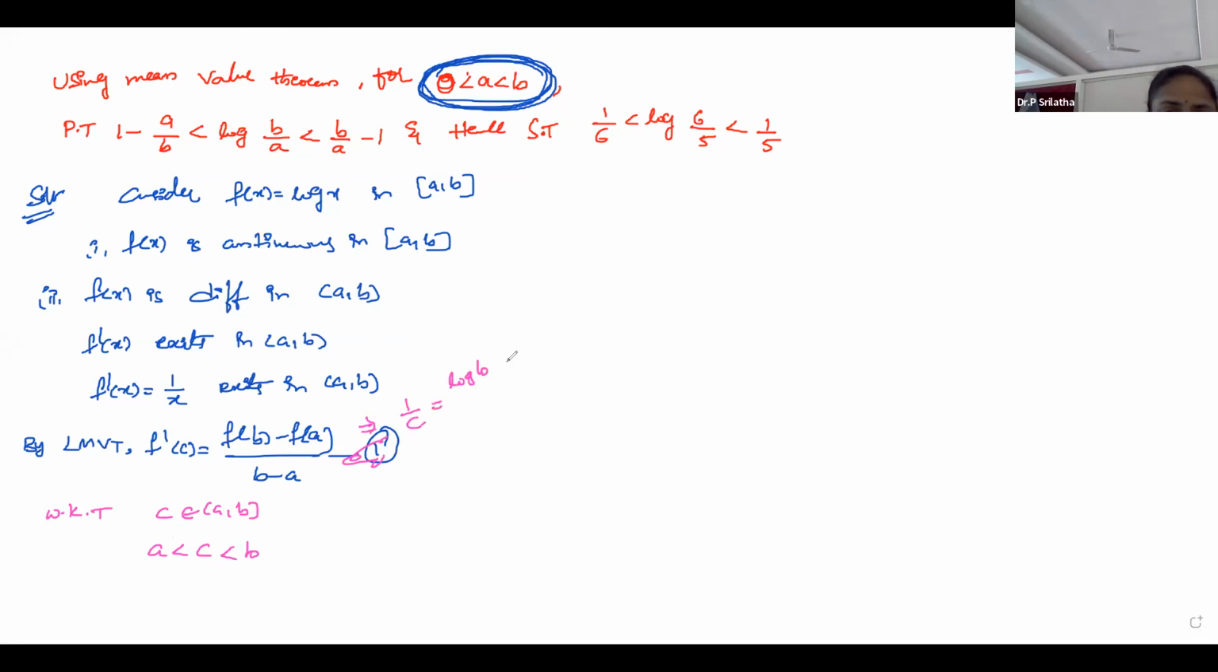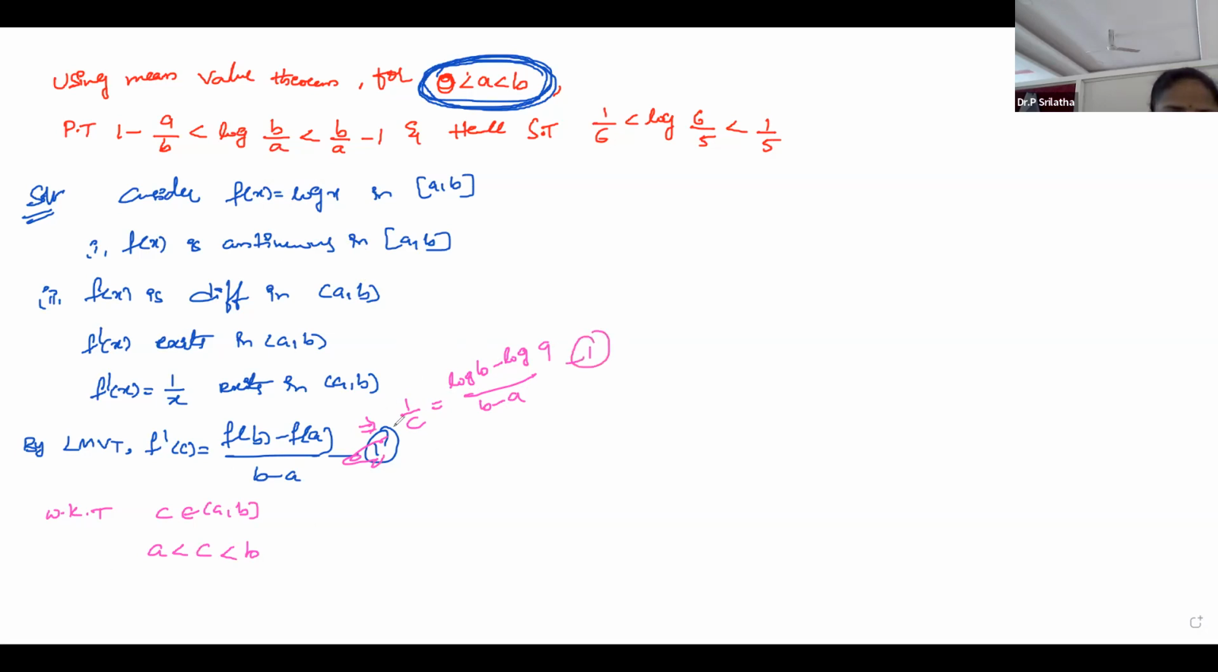Log b minus log a divided by b minus a, isn't it? 1 by c is equal to log b minus log a divided by b minus a, because f of x is log x. That's why, instead of x, if you substitute b, then you will get log b minus log a divided by b minus a. Now let us consider this as equation 1.